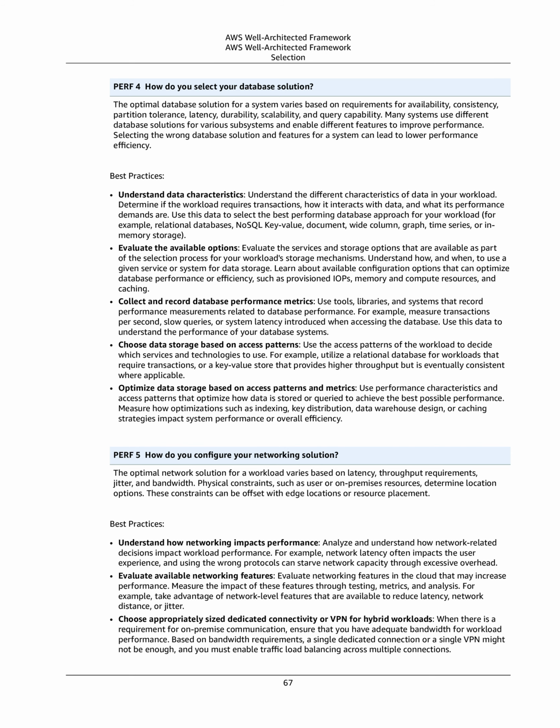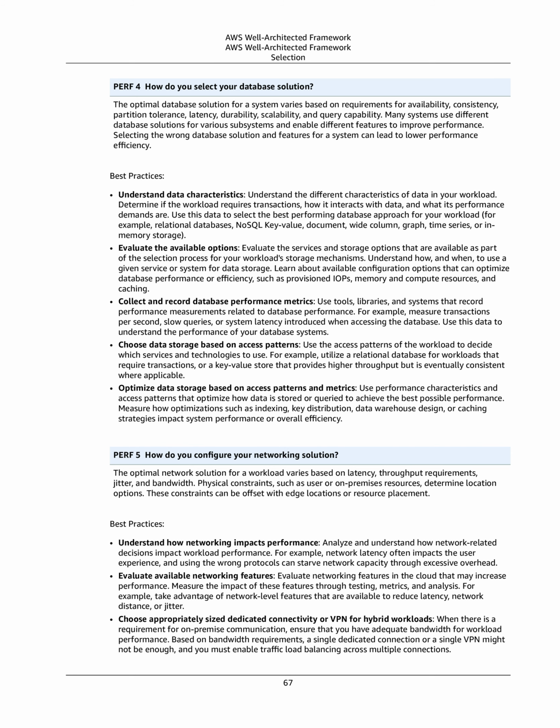Choose data storage based on access patterns. Use the access patterns of the workload to decide which services and technologies to use. For example, utilize a relational database for workloads that require transactions, or a key value store that provides higher throughput but is eventually consistent where applicable. Optimize data storage based on access patterns and metrics. Use performance characteristics and access patterns that optimize how data is stored or queried to achieve the best possible performance. Measure how optimization such as indexing, key distribution, data warehouse design, or caching strategies impact system performance or overall efficiency.